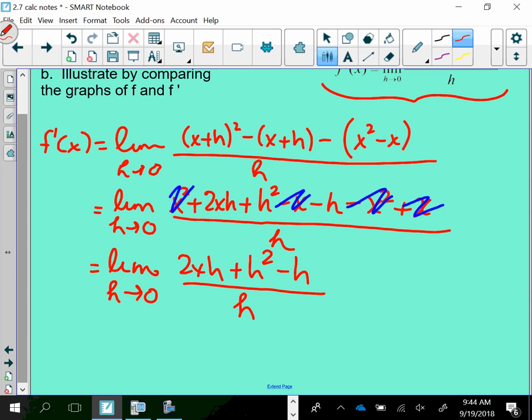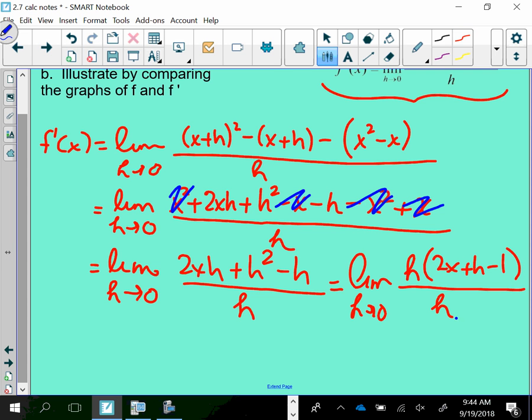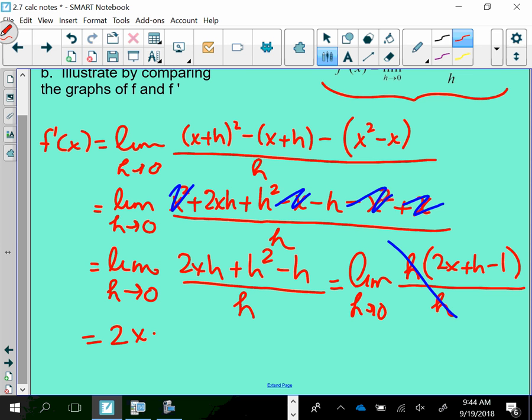Okay, I still can't plug in my h equals 0, so what should I do? All right. And what does that leave me with? 2x plus h minus 1. Very good. That will eliminate my problem. Now I can plug in h equals 0 and get 2x minus 1.